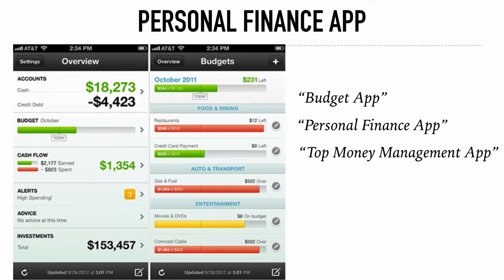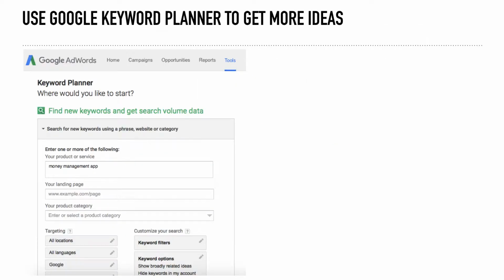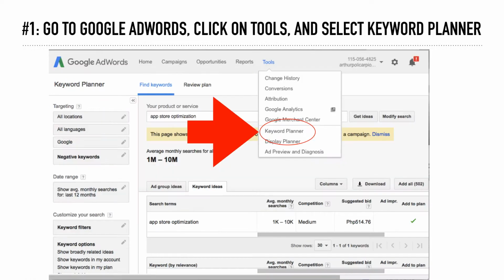Come up with a list of these potential keywords. The longer the list, the better. You can also use Google Keyword Planner to find new keywords related to your app. Here's how to do it.